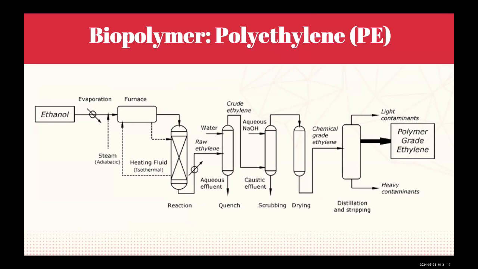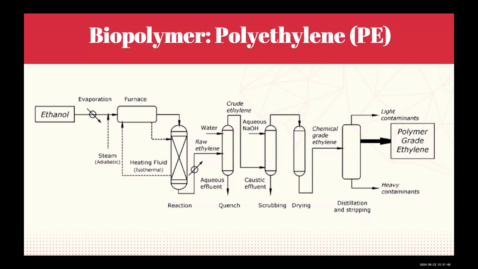Then in the reaction stage, this ethanol undergoes the catalytic dehydration, which is the reaction I showed you before. This basically removes water from the ethanol to produce the raw ethylene gas. Then quenching happens, where the hot reaction products are rapidly cooled with water. This helps to stop any further reactions and condenses the steam generated in the process. Then we have scrubbing, where the raw ethylene is scrubbed with aqueous sodium hydroxide to remove any acidic impurities, resulting in a cleaner, more pure ethylene stream.